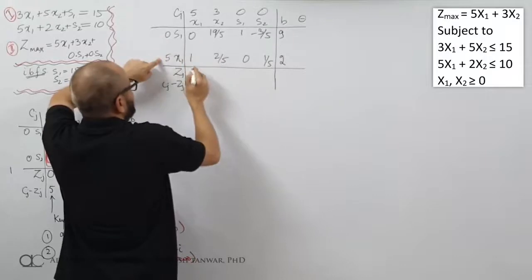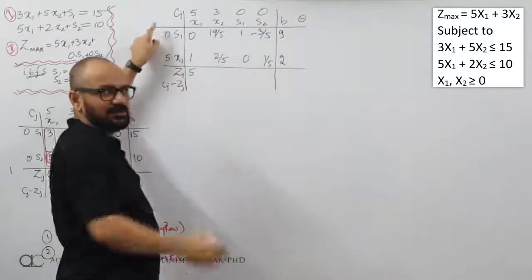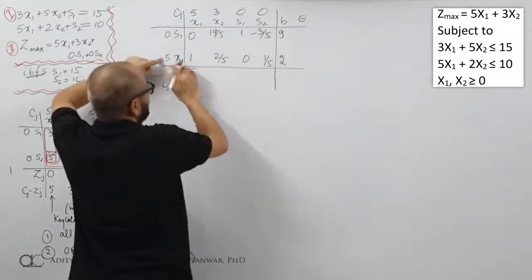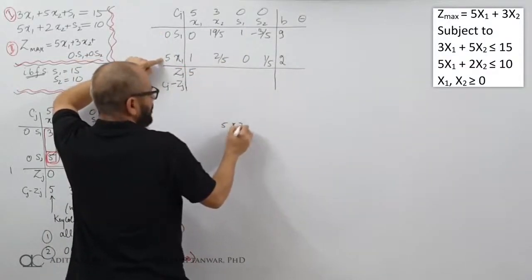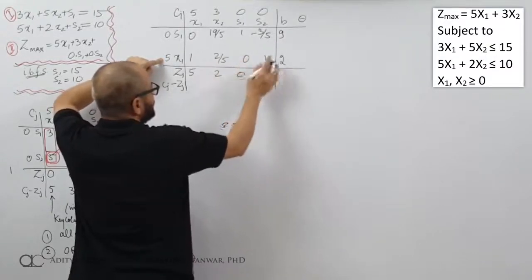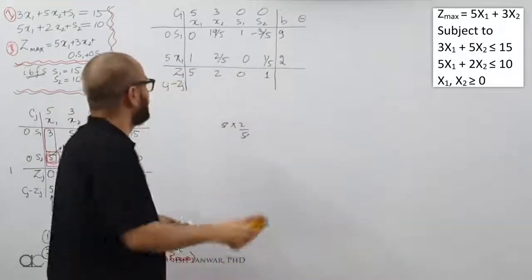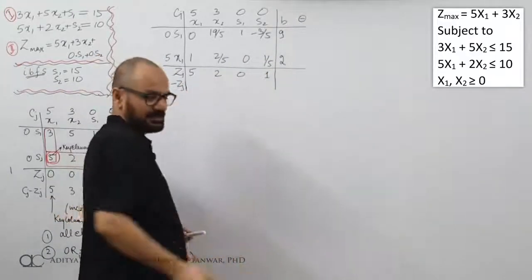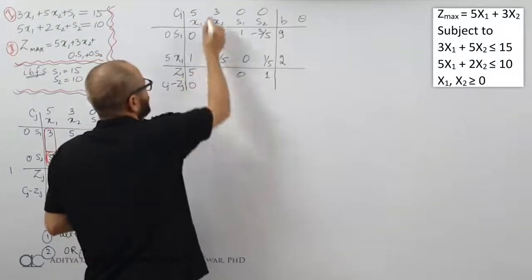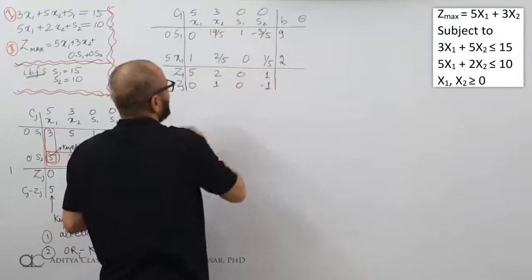0 into 0 plus 5 into 1, 5. 0 into something will be 0, so all these are 0. This becomes 5 into 2 by 5, and 5 into 2 will become a 0. This will become a 1. So I have my Zj also. Cj minus Zj will give me the net evaluation row. 5 minus 5 is 0. 3 minus 2 is 1, 0, minus 1.